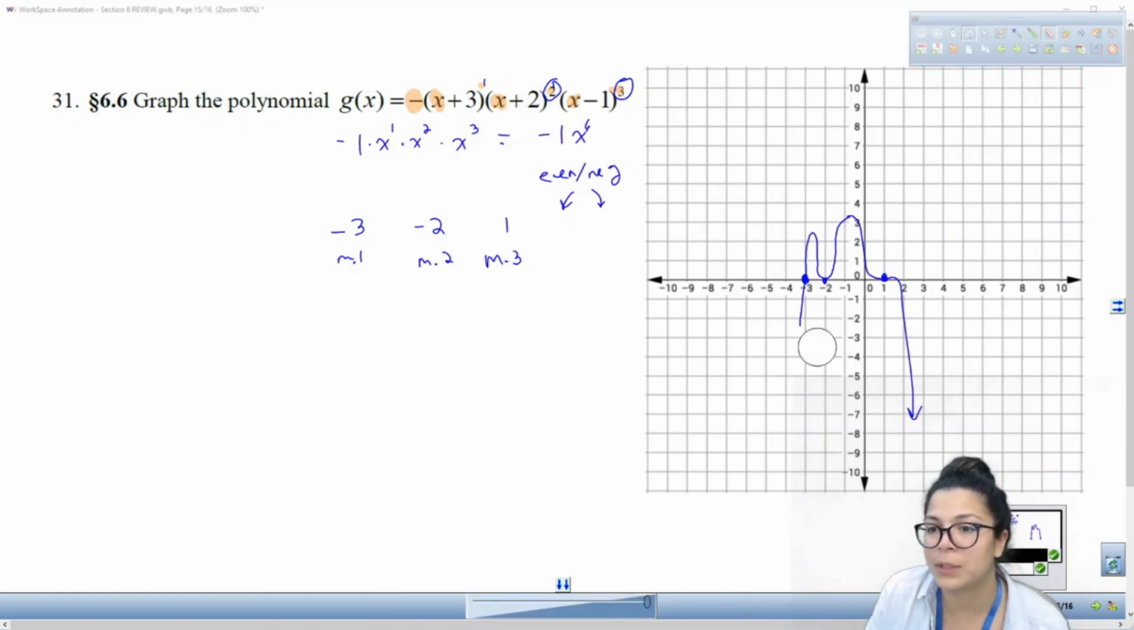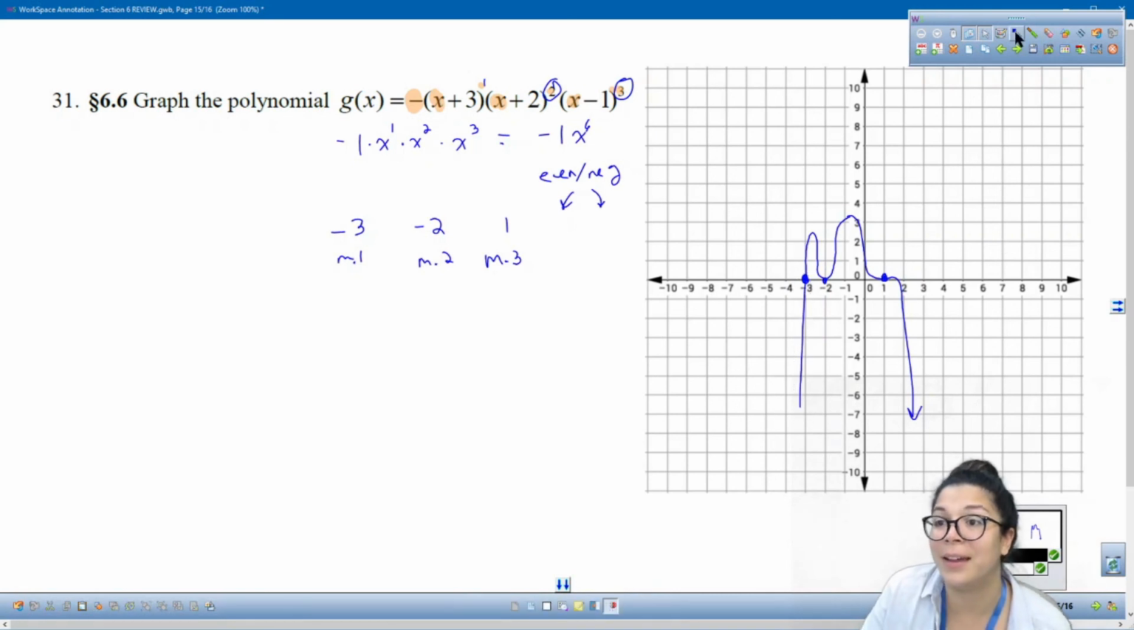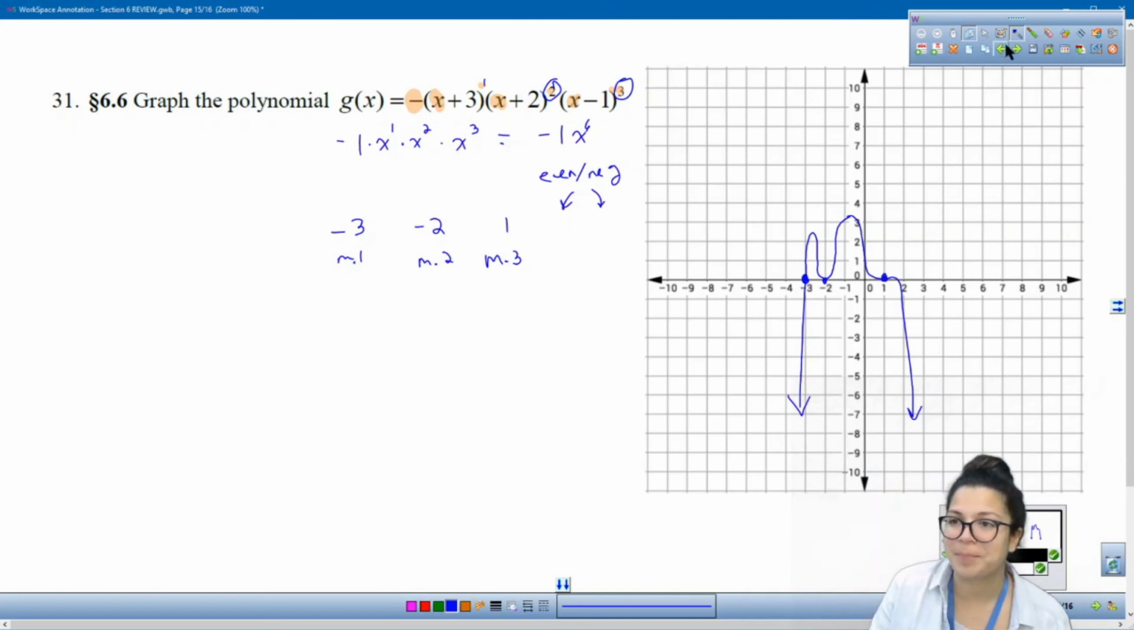Okay, this side is really bothering me. So I'm going to go ahead and bring this down. There we go. Now we're looking good. All right, so that's what the graph would look like.